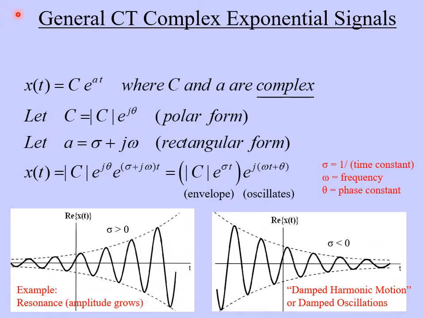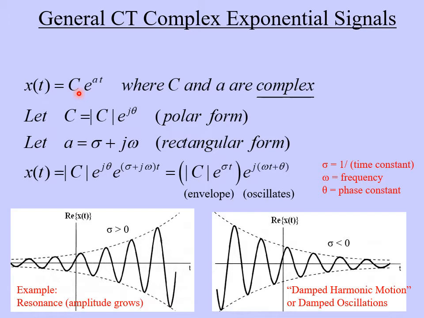Let's now take a look at a more general type of continuous time complex exponential function. This time we're going to start with pretty much the same form: x of t is equal to c times e to the at. But now, instead of a being purely imaginary, a is going to be complex. In other words, a is going to have a real part and an imaginary part. And also, just to make things completely general, let's let this number out in front, c, also be a complex number. It's not just a real number anymore.